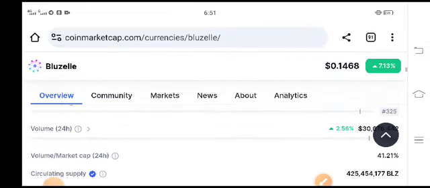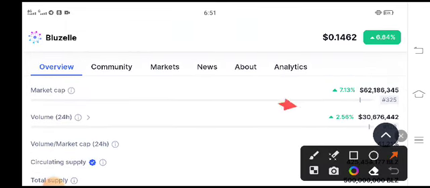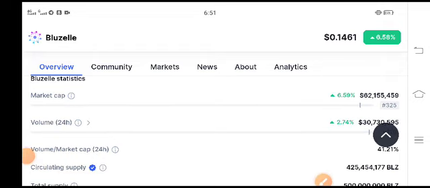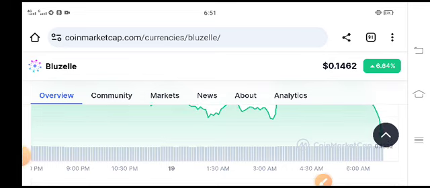If you talk about the 24 hour volume, it's also looking a little bit positive, 2.56%. The volume is up 7.13%, and the market cap is positive. So it's the best time for buying, as I told you, now it's at a dip level. If you want to buy it for intraday, that's the best opportunity for buying BLZ coin for intraday.